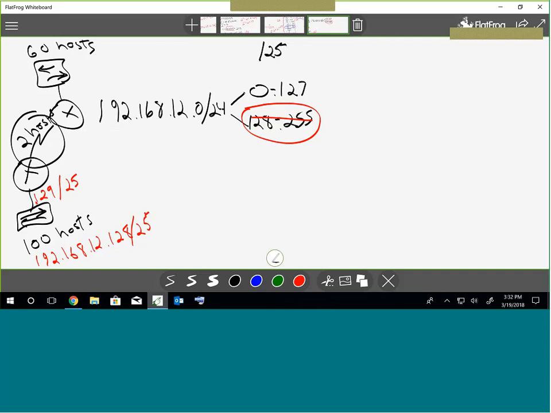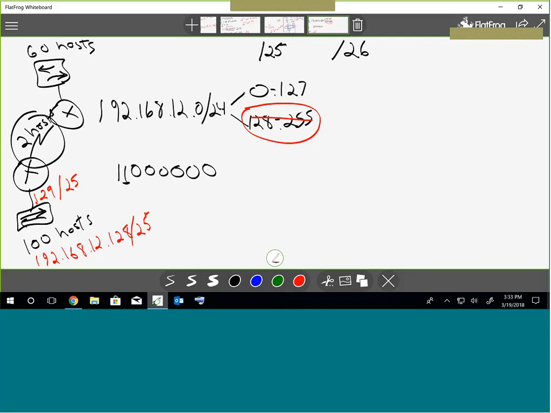Well, thankfully, we still have this top network here. We can go to /26, which means now we've got 1, 2, 3, 4, 5, 6, 7, 8. 1, 2, 3, 4, 5, 6, 7, 8. All right. Now, if we do this, what's our variable become? 64. By the way, let me let you in on a little secret.